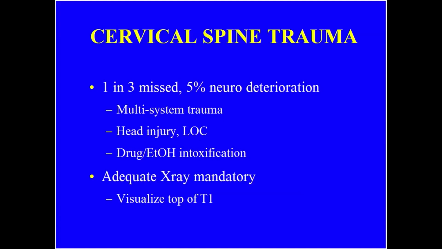And also drug and alcohol intoxication, where we can't get a good neurologic exam or get a good response from the patient when we see if they're painful or tender in the neck. And those are 3 things that are still the most common causes of missed injuries today. It's mandatory to get an adequate x-ray of the cervical spine, and you must see the top of T1 in order to say, this is a good x-ray and I can clear the C-spine, if you will.